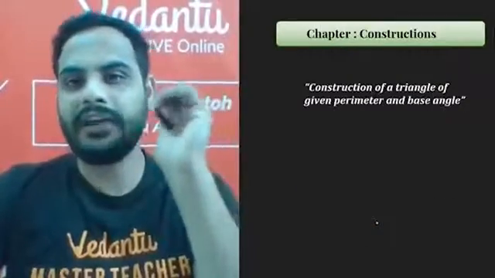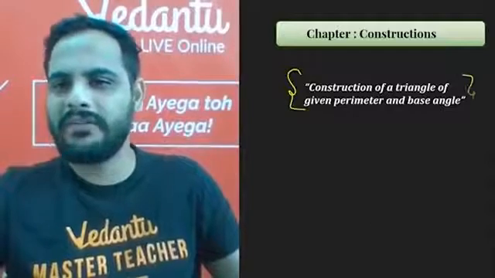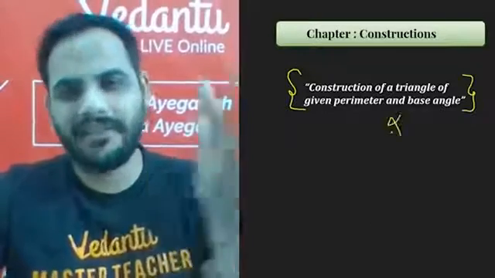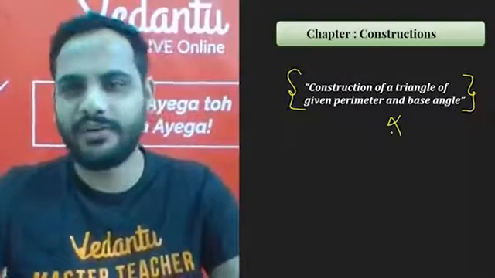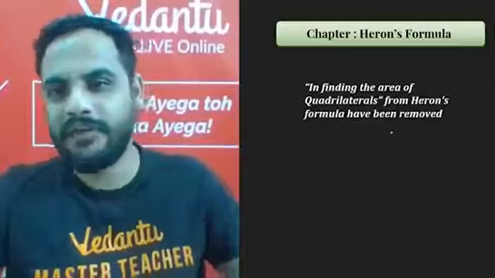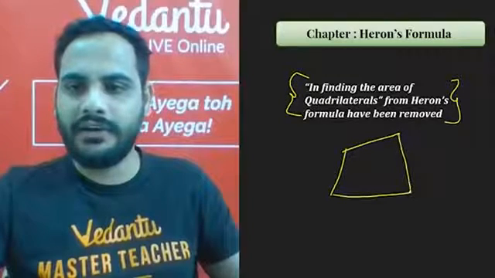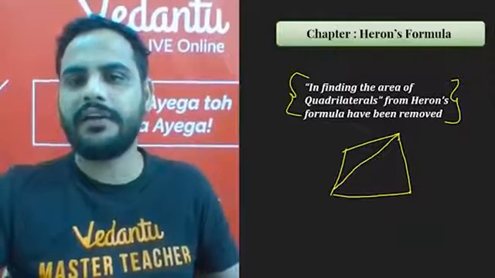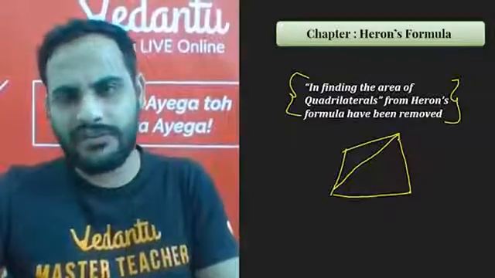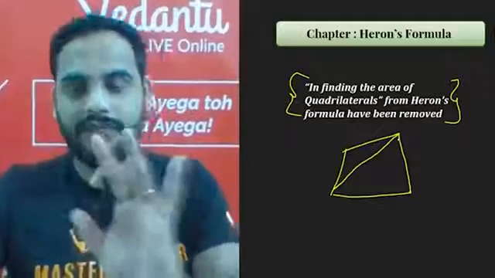Okay. After that, in constructions, construction of a triangle of given perimeter and base angle हटा दिया है, तो ठीक है, कोई प्रॉब्लम ही नहीं है, construction हटा दिया तो हटा दिया. Now there is more chance of you to score well, है ना, छोटा सा टॉपिक है. In Heron's formula, finding the area of the quadrilaterals they have removed. Okay, so those questions were there, no? That they will give you all four sides and the length of a diagonal. They will tell you to find out the area of the quadrilateral or area of a trapezium. Questions are also there. So no, area of trapezium, sorry, has not been removed.